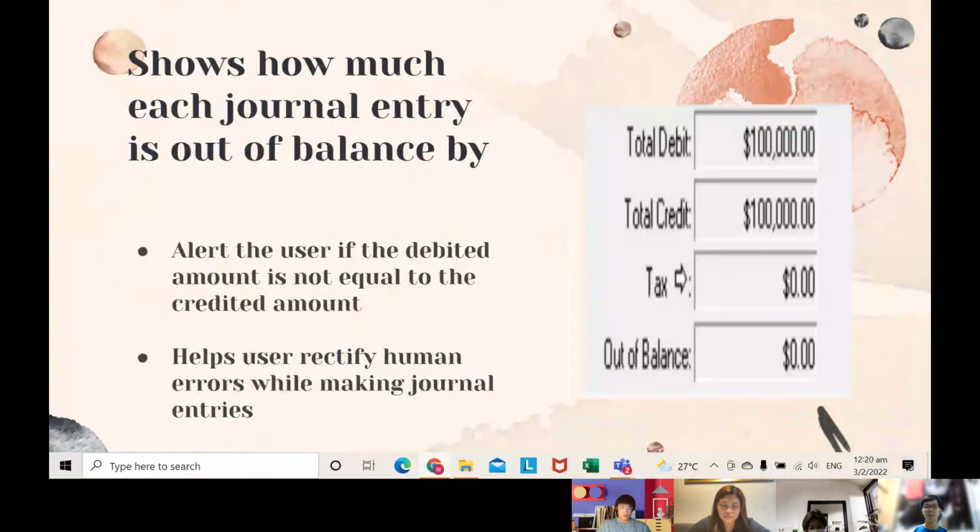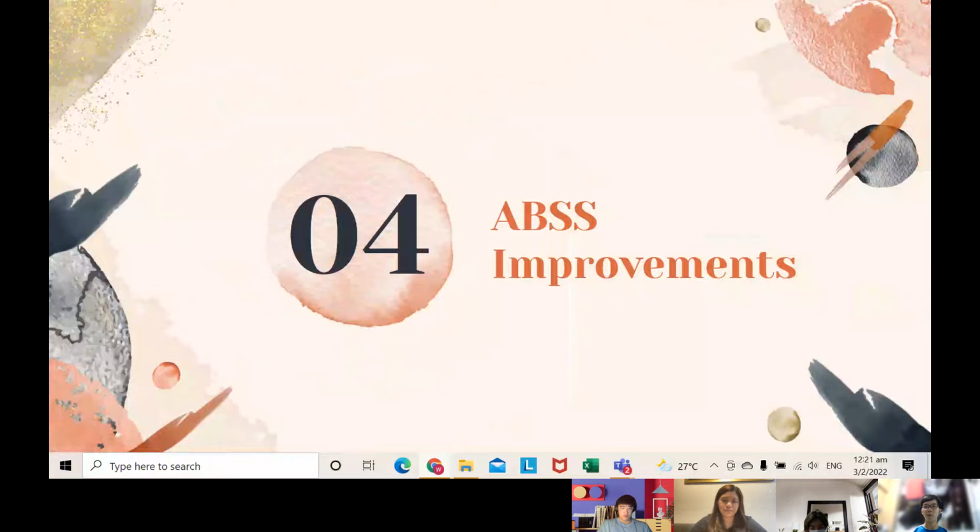Therefore, it helps the user to rectify any error that could have been made, maybe due to his own carelessness while making the journal entries. And therefore, the final answers will be prevented from being overstated or understated. Next up, I will hand over the time to Shafara to go through the improvements that could be made to the ABSS software. Thank you, Wayne.